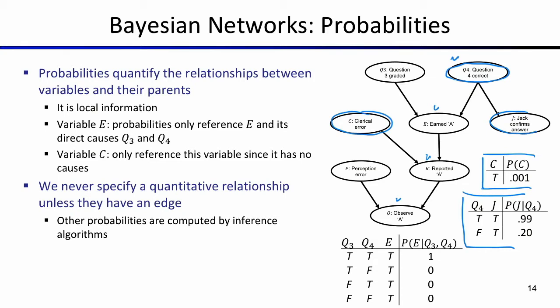You see, it's local. It says that Jack will confirm that we have the correct answer, given that we have the correct answer, so Q4 is true, with probability 0.99. So Jack knows the content of the material very well. So if we both got it correctly, the probability of Jack also having Q4 correct is very high, right? And we can see that, as in the case of the first table, the table for C, we are compacting the representation, because we have just two possible values, true or false.